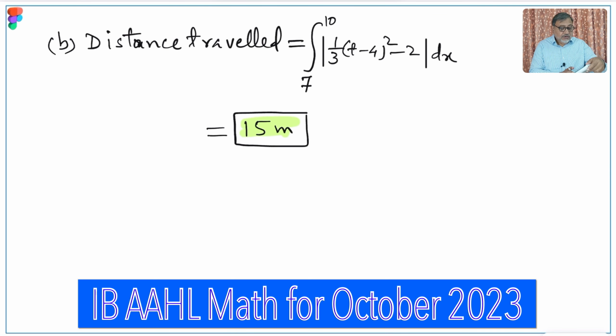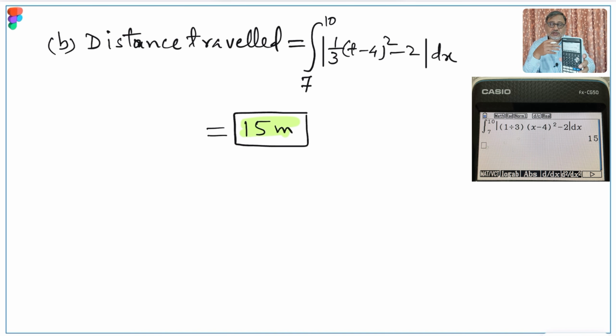Actually, while calculating on the calculator, you have to be very careful. I took 1 over 3 directly. I should not do that. I should write 1 over 3 in a bracket, otherwise the whole thing becomes 1 divided by 3 times the whole function, and everything will change. So you have to be very careful. Put it like that in the calculator and then your answer will be correct. Okay, so this is the question.